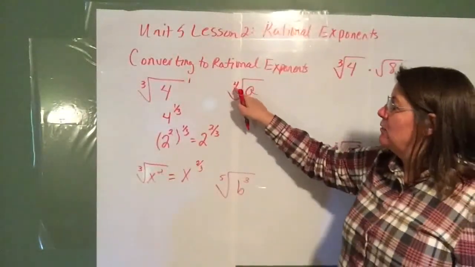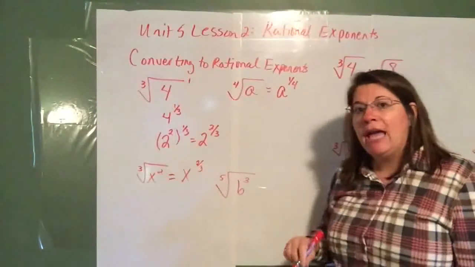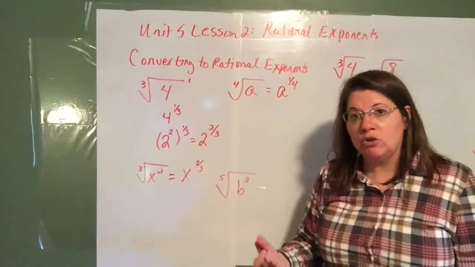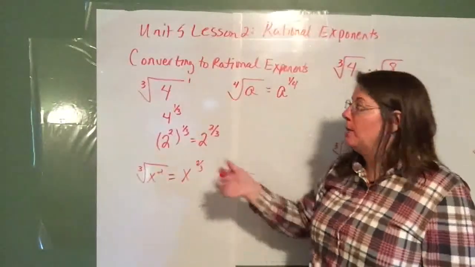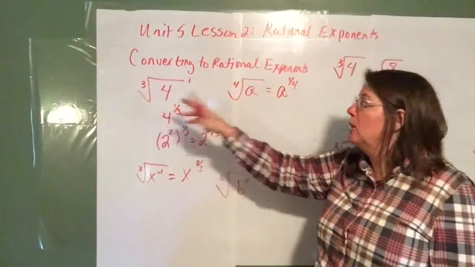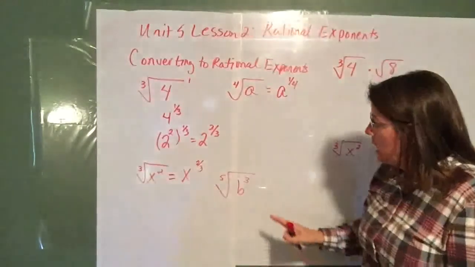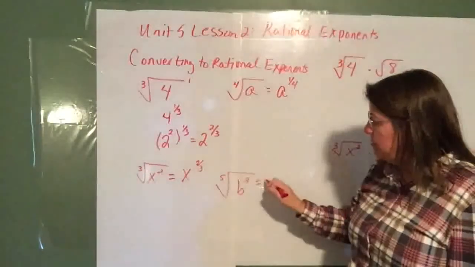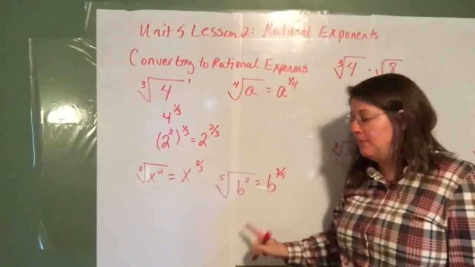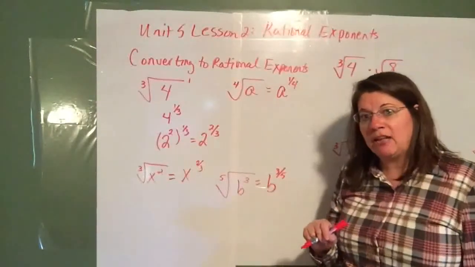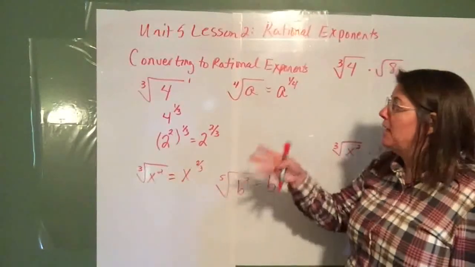Here, the fourth root of a would be a to the 1/4. And you will have a section in your homework tonight or in your Delta Math tonight where you're just simply converting back and forth from radical form to the rational exponent form. Okay? Here, this would be b to the 3/5. So the root number goes on the bottom, the exponent goes on top. The exponent is your numerator, the root number is your denominator. So you will be going back and forth.